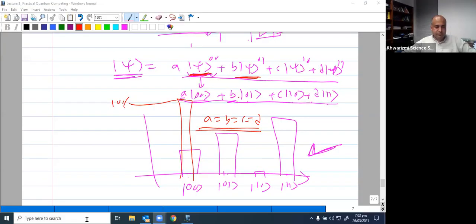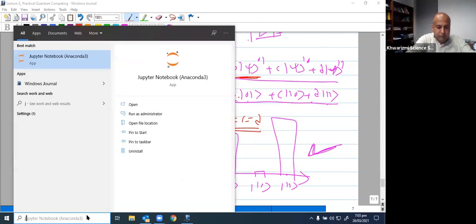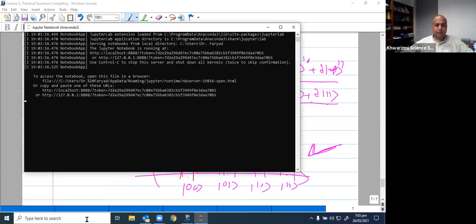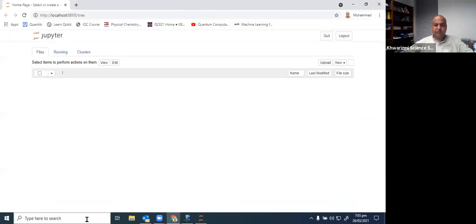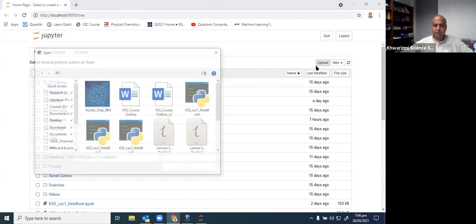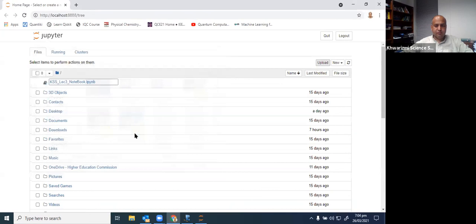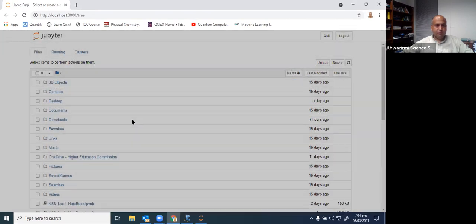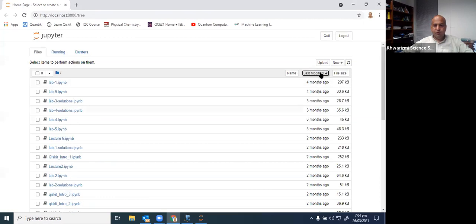Okay, so let me share my screen. We're able to see my screen, right? This browser. Okay, I hope it works okay.